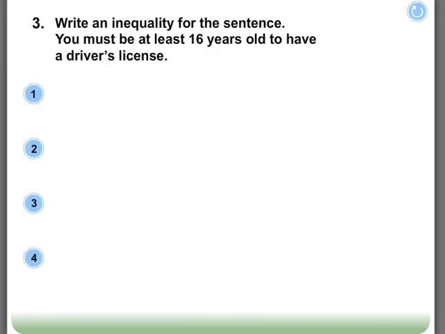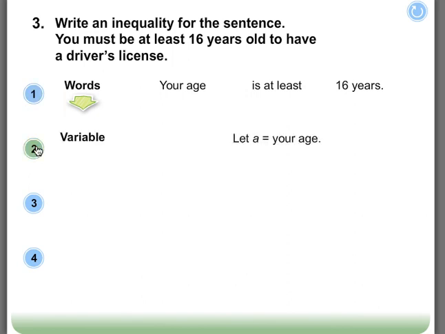Okay. Write an inequality for the sentence. You must be at least 16 years old to have a driver's license. Okay, in this one, it's important to notice that we have the words at least. Your age is at least 16 years. We're going to let A stand for your age again.